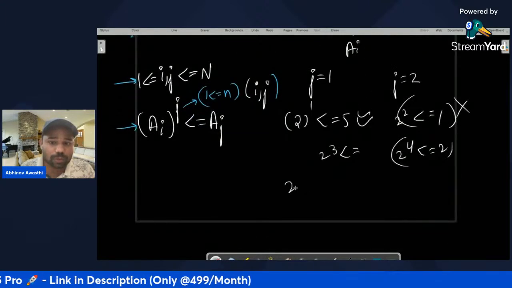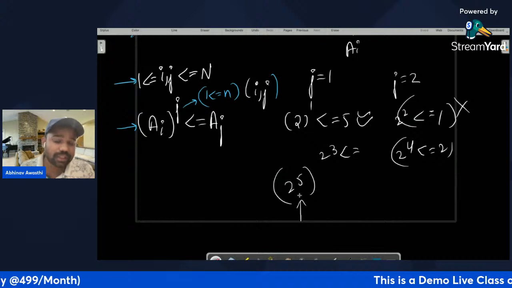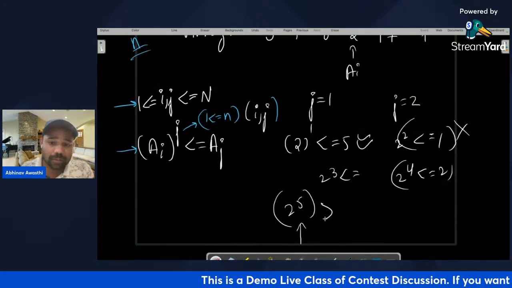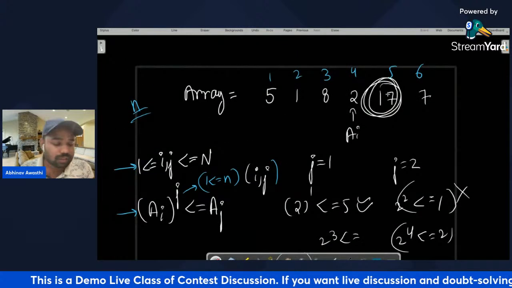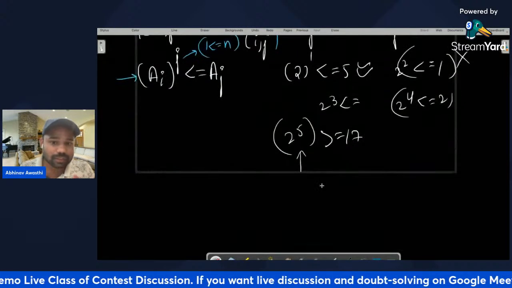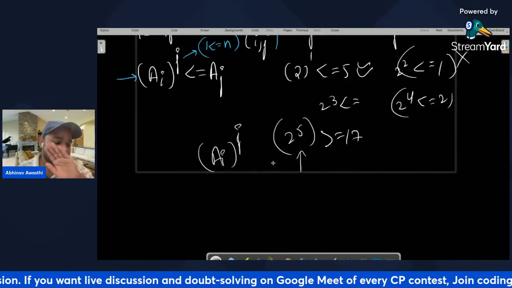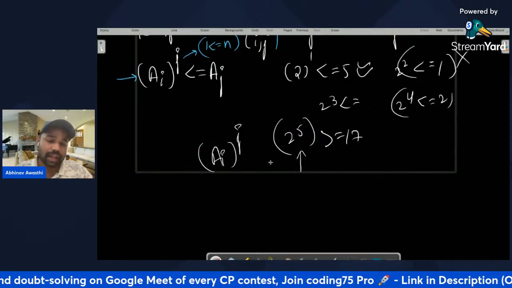But when we search for 2 to the power 5, it is more than the maximum value of the whole array, 17. It cannot be bigger than that. The value of ai to the power j should not be more than 17. Here, your loop will stop for that particular ai and we move forward.